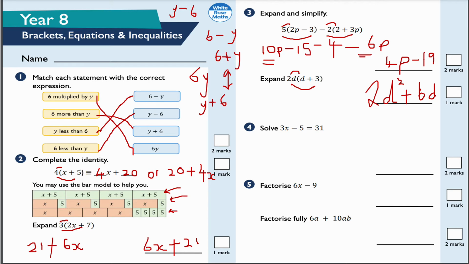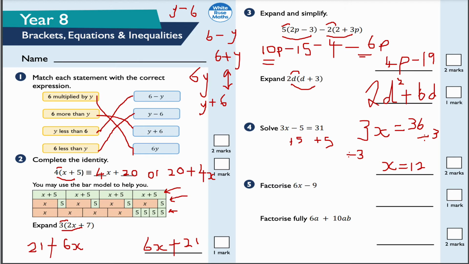This is question number 4. Solve this equation. If I add 5 to both sides to balance it, whatever I do to one side, I must do the same to the other. I get 3x is equal to 36. Dividing both sides by 3, because 3x means 3 times x, I'm going to get that x is equal to 36 divided by 3, which is 12. So x is equal to 12. I hope it's making sense so far.